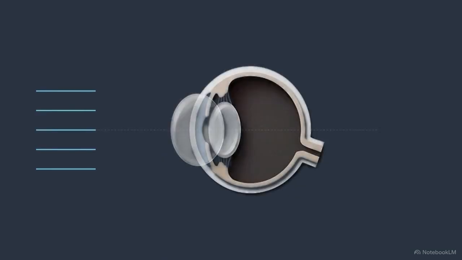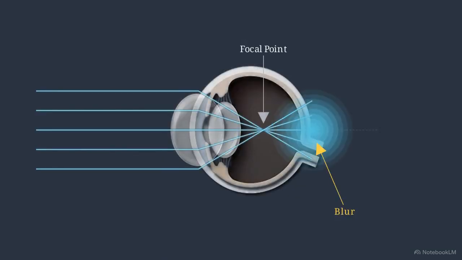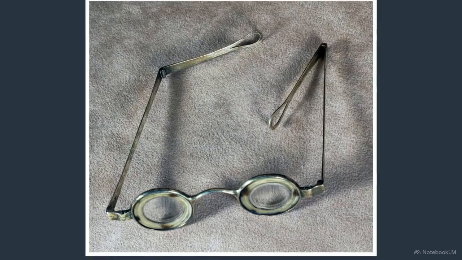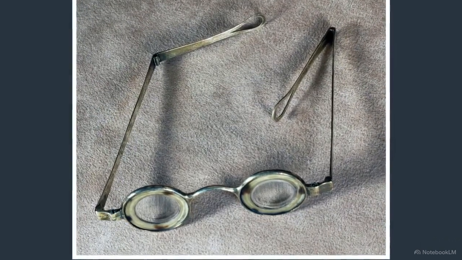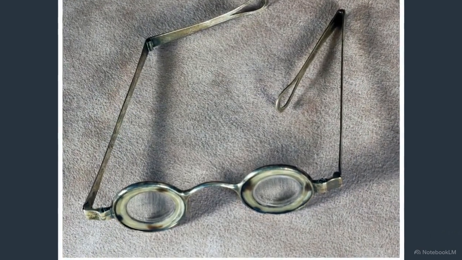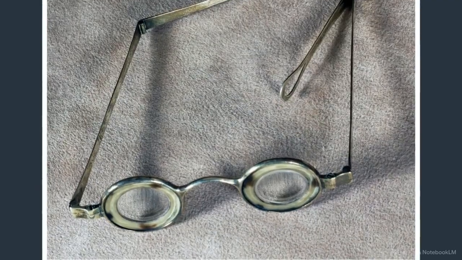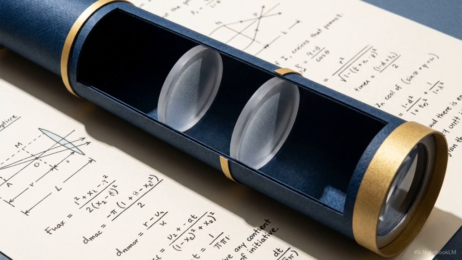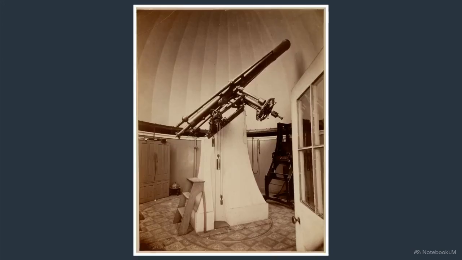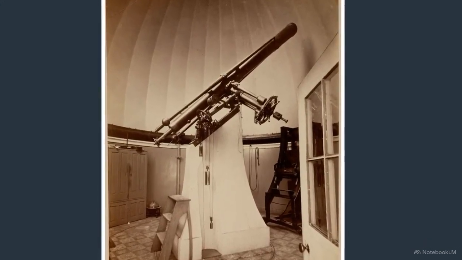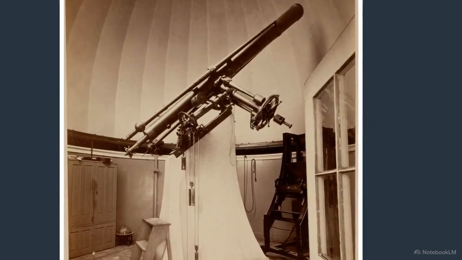Even everyday vision correction relies entirely on refraction. Eyeglasses use precisely curved glass lenses to bend incoming light so it lands perfectly inside the human eye. And centuries ago, astronomers realized they could align these refracting lenses inside long tubes, catching the faint light of distant stars and bending it to bring the universe closer to Earth.